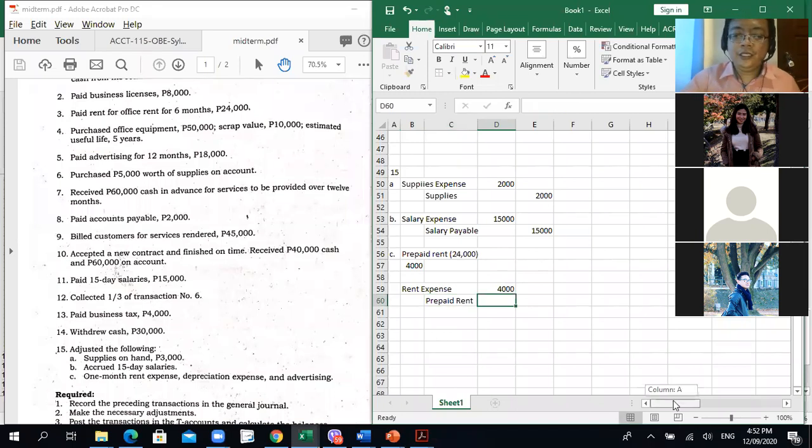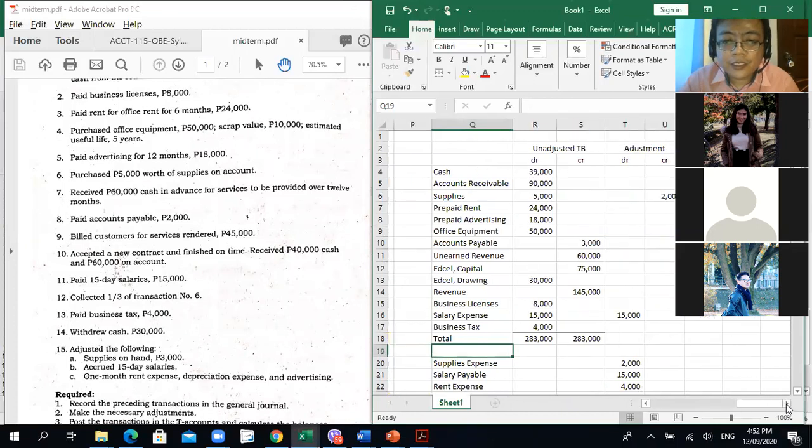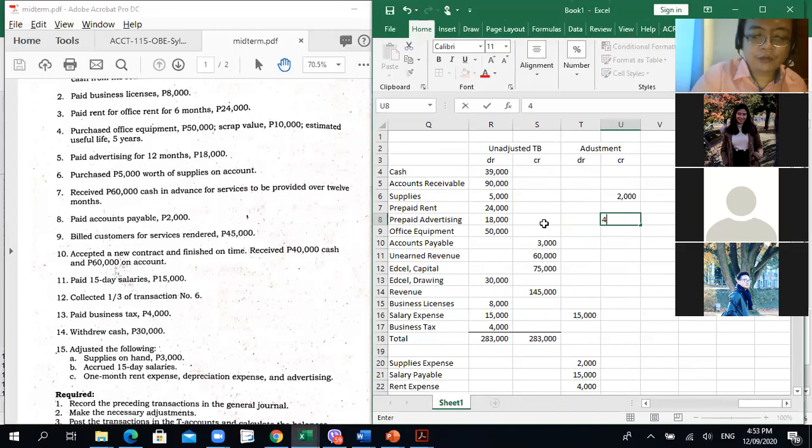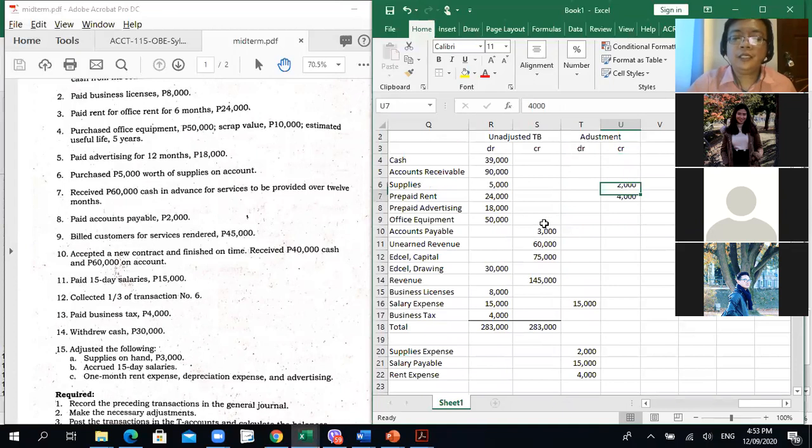Alright. And you have also here prepaid rent. Alright. So you put here rent expense. Do you have rent expense here? I think no. So you have here rent expense of 4,000. Alright. How about prepaid? Yes, there's a prepaid here, so meaning we will minus it from the prepaid. Sorry, mali. It should be here. All right. Next. Wait, saan to galing? Salary expense. Yun, sabi, pero may mali. So you have here 15,000. All right.